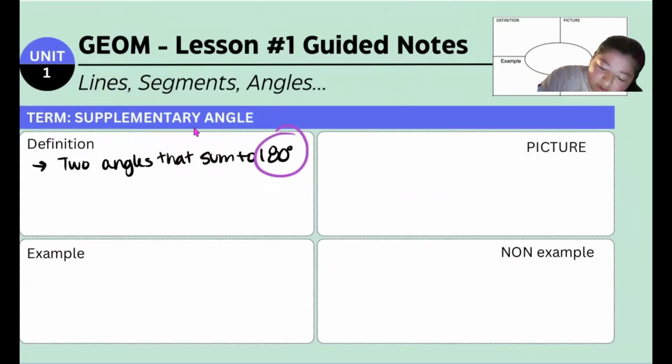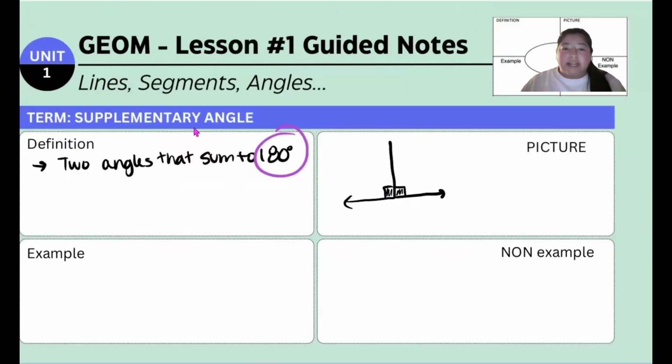So two angles, I'm going to draw two diagrams. Two angles that form 180 degrees, right? Because 90 plus 90 is 180, are supplementary. Now, you might not see this exact example. So on this last one, I'm going to show you guys an example and a non-example that we might draw.